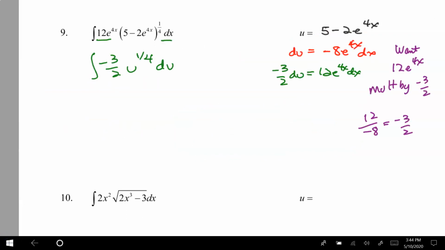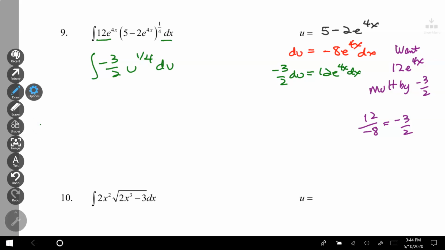So as you can see, I've chosen my u to be 5 minus 2 e to the 4x. And if I work through this and take its derivative, I get negative 8 e to the 4x. Same little chain rule that we did before with e raised to a power. I really want 12 e to the 4x.